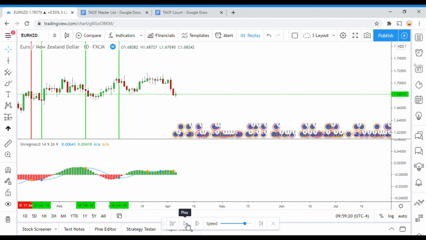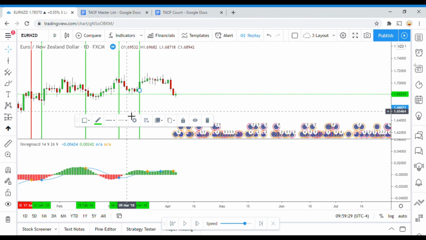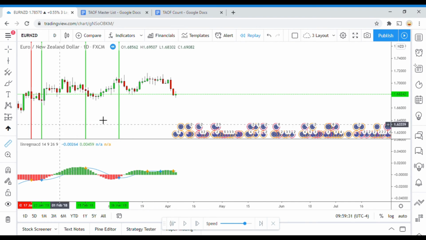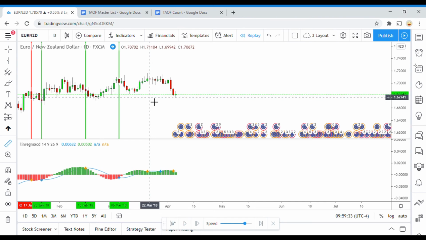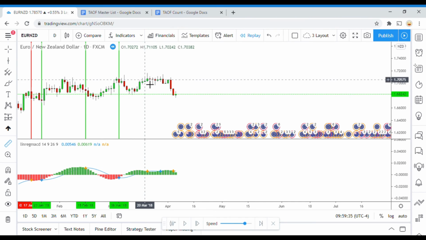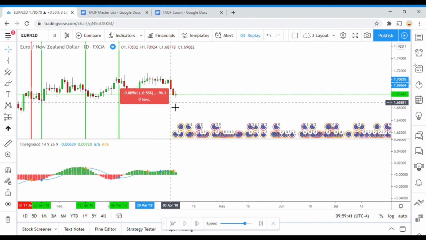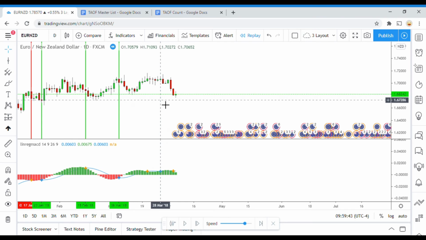Maybe, possibly. Alright, let's see. There's this one here. Oops, hold on. Measuring tool. So that one there. And did not give us... Nope.